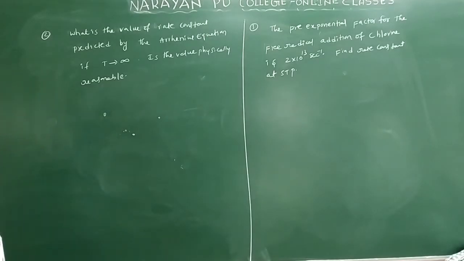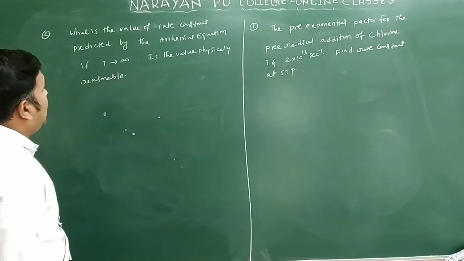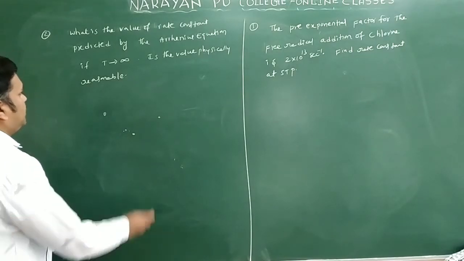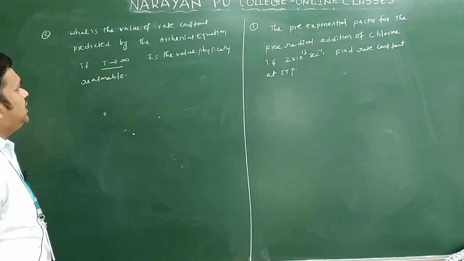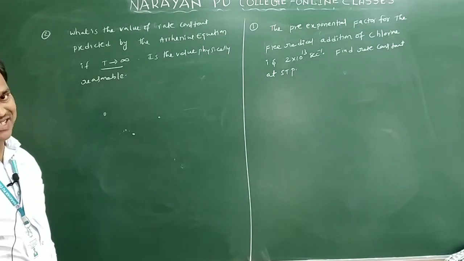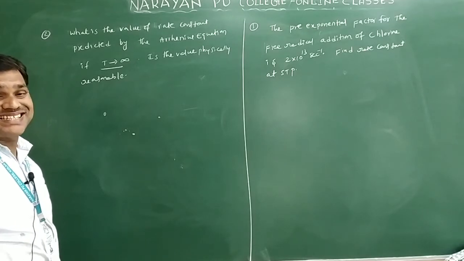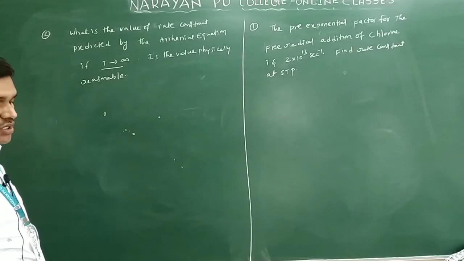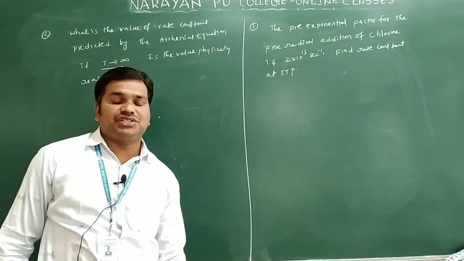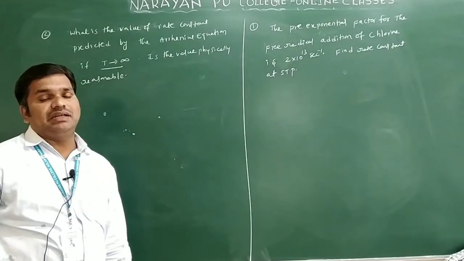See the next question we have. What is the value of rate constant predicted by the Arrhenius equation if T reaches infinity? Is the value physically reasonable? They are asking for the rate constant of the reaction from the Arrhenius equation. In that Arrhenius equation, temperature reaches infinity. Is the value physically reasonable?